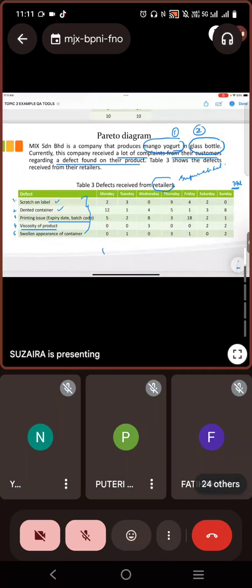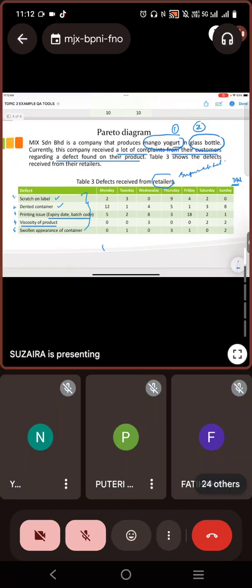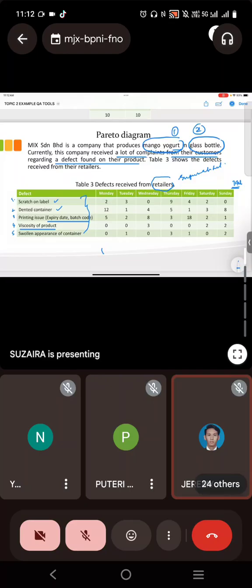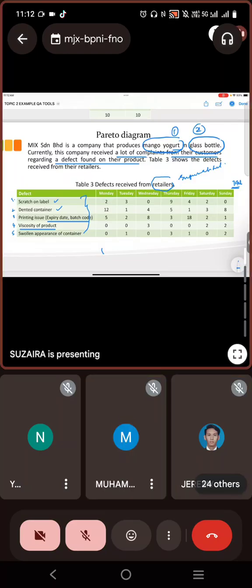So if we look at the first one, okay, if you calculate the scratch on label, add all the days, all the defects collected for each day. So what will you get for total? We write it here. Total you'll get how many? 2 plus 3 plus 9 plus 4 plus 2. How much? 20. So 20 for scratch on label.